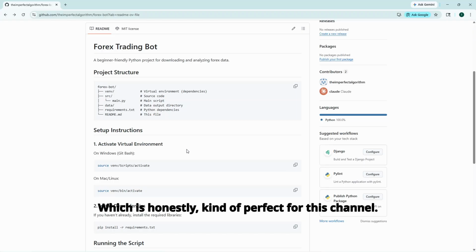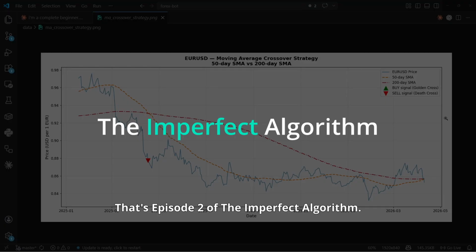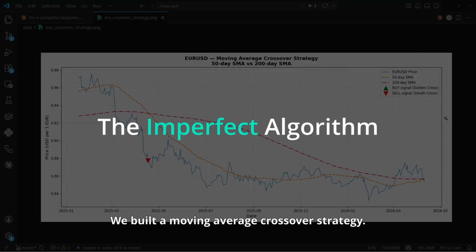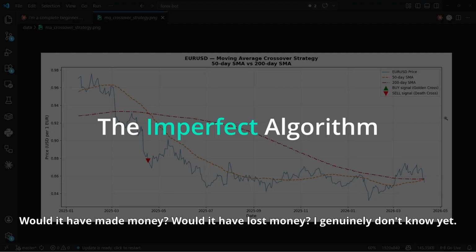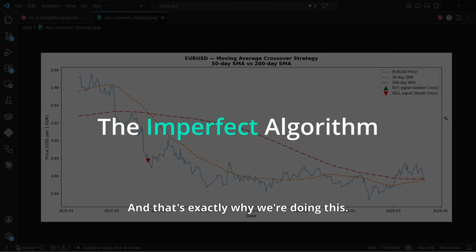That's episode 2 of the Imperfect Algorithm. We built a moving average crossover strategy. We found a death cross on real EURUSD data and we pushed it all to GitHub. Next episode, we backtest this. We take that strategy and run it against the historical data to see how it would actually have performed. Would it have made money? Would it have lost money? I genuinely don't know yet. And that's exactly why we are doing this. See you in episode 3.